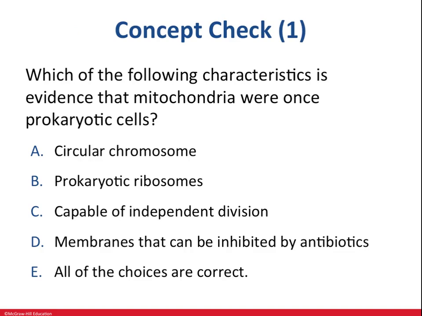Now let's work on this question: which of the following characteristics is evidence that mitochondria were precursors? Scientists believe that mitochondria come from a prokaryotic cell. That's because the mitochondria has the characteristics of the prokaryotic cell. So what are the characteristics of a prokaryotic cell? The features of the prokaryotic cell are a circular chromosome, prokaryotic ribosome, and independent division. So the membrane can be inhibited by antibiotics. So the correct answer is E.